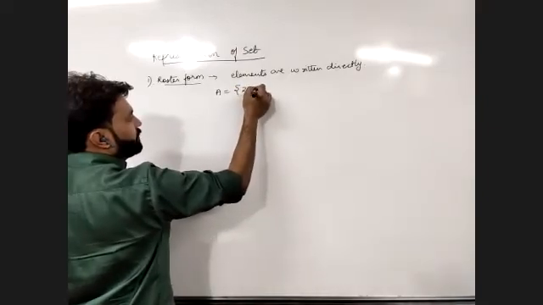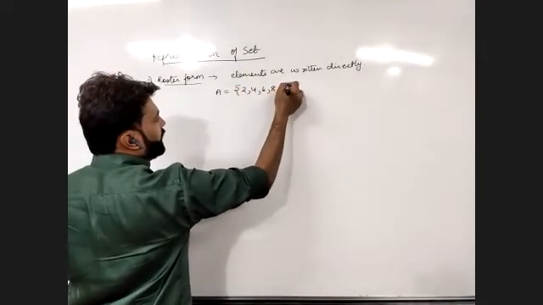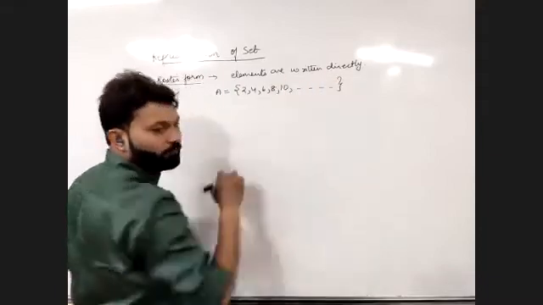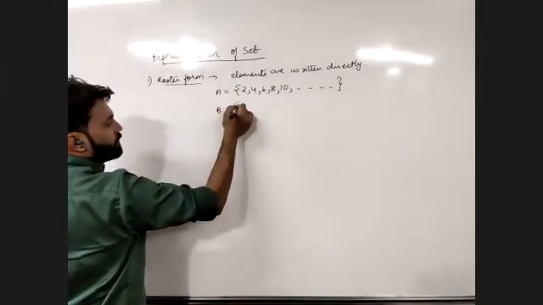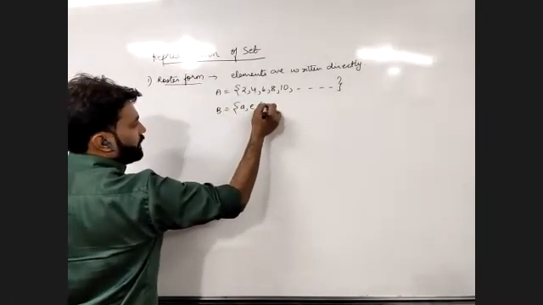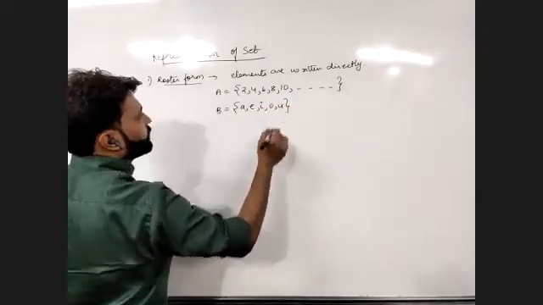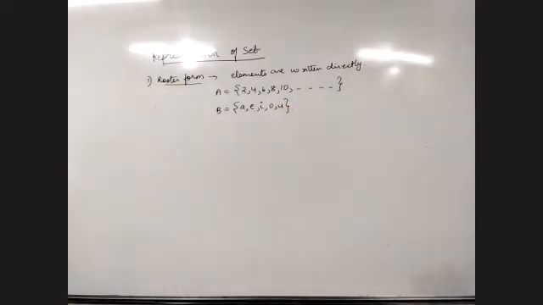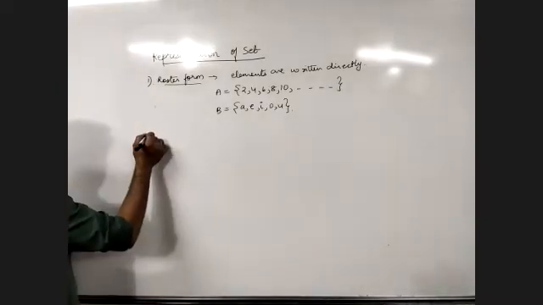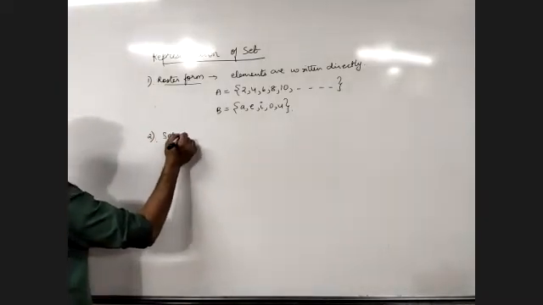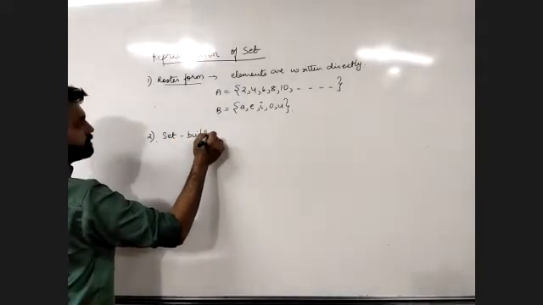For example, A is equal to {2, 4, 6, 8, 10, and so on}, or B equals {a, e, i, o, u}. So this is the first form, roster form. In roster form, we write the elements directly. Second one is the set builder form.